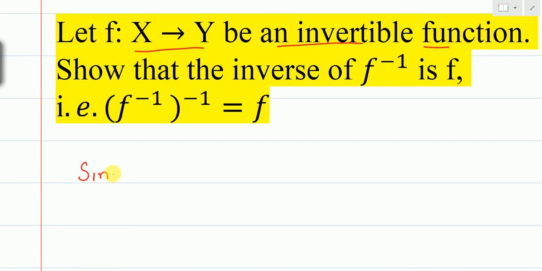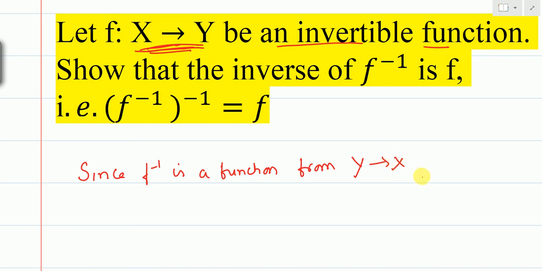Since F inverse is a function from Y to X, you can observe here that F is a function from X to Y, which means F inverse is a function from Y to X. The function F inverse of inverse, that is F inverse whole inverse, is from X to Y again.